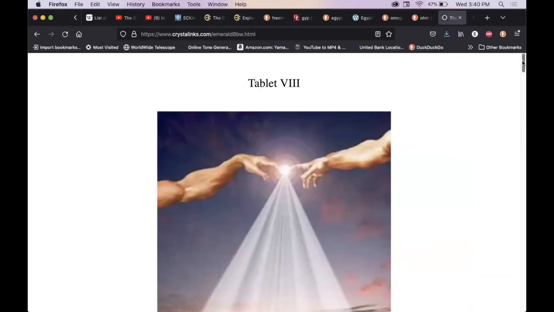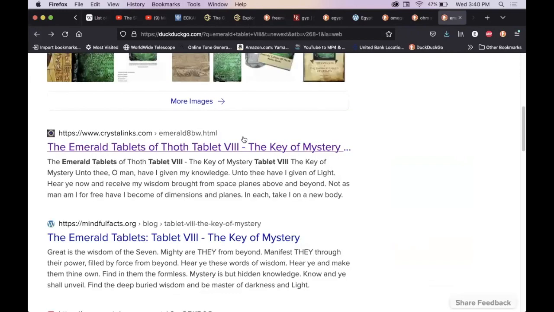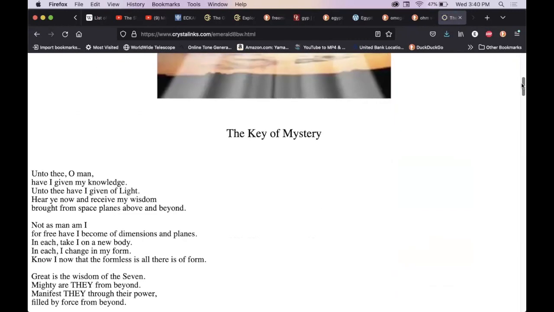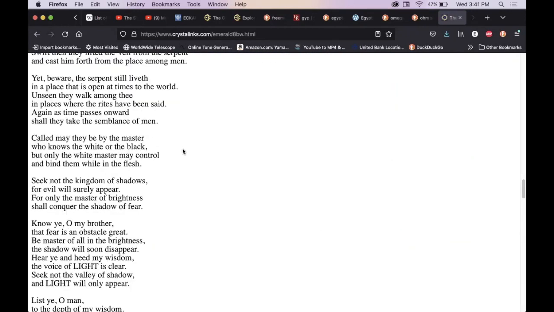And here we have the Emerald Tablets of Thoth. And this is tablet number 8, the Key of Mysteries. I actually have the book, but I wanted you guys to see this little thing about how only the white magician can control these denizens from the underworld, and that the white magician must know the black magic as well. So this is just a little blurb to add into this video.